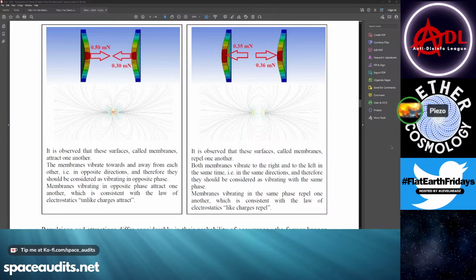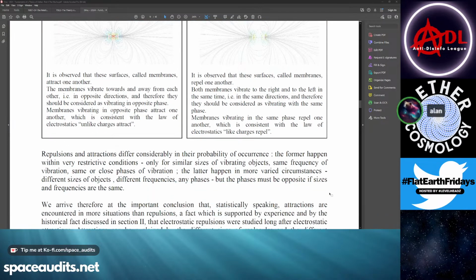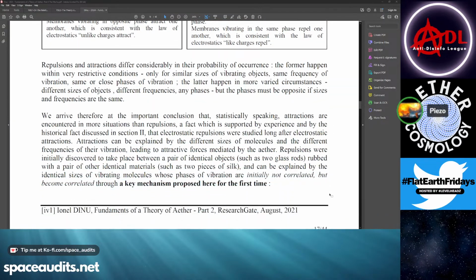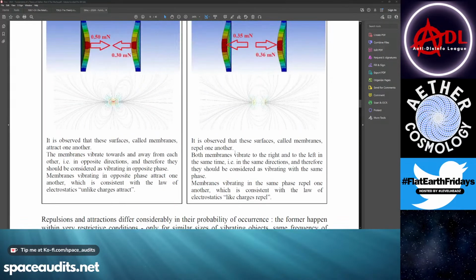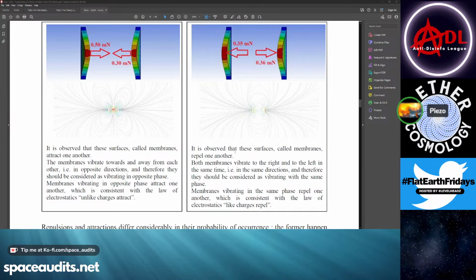I feel like both arrows would have to be to the right, or both arrows to the left, for one polarity, and then arrows flipped would be the other polarity. Because he has the arrows flipped in both cases. It's odd the way he's explaining it to me. He says they vibrate towards and away, and then he says they vibrate to the right and to the left in the same time.